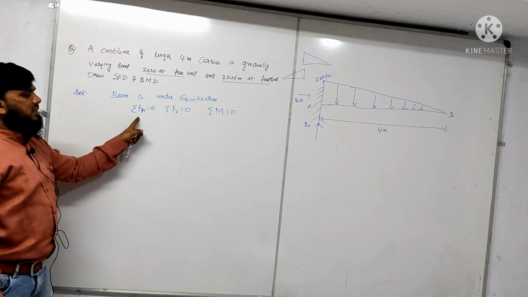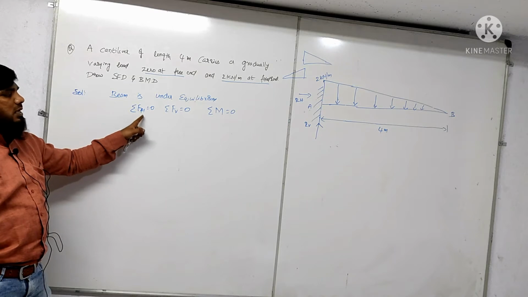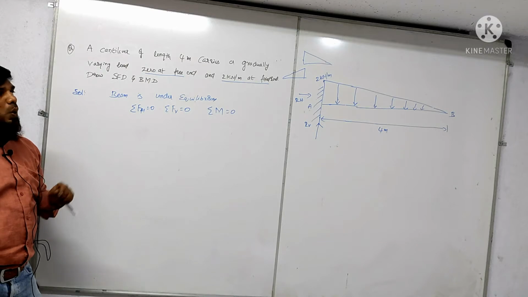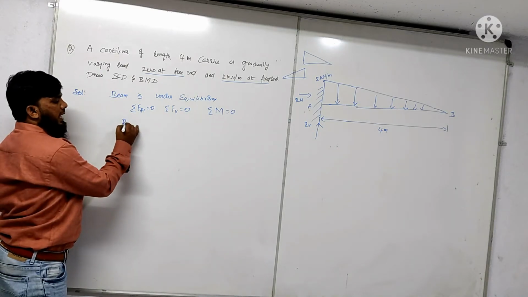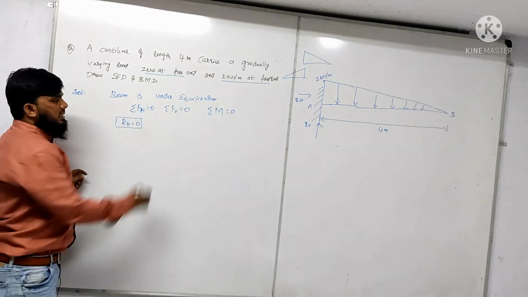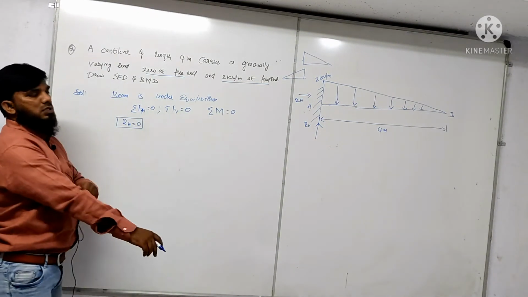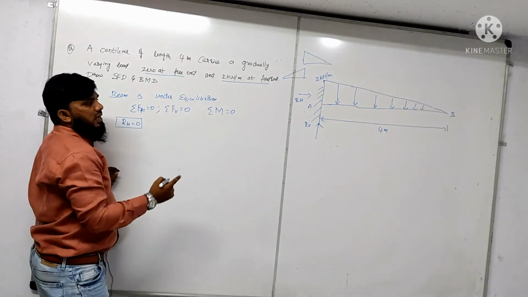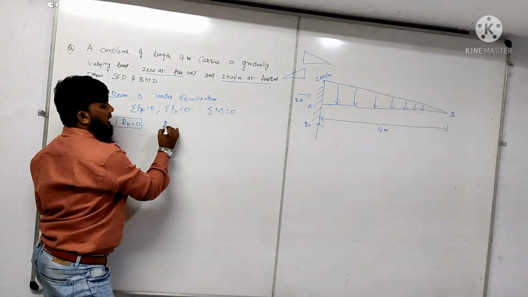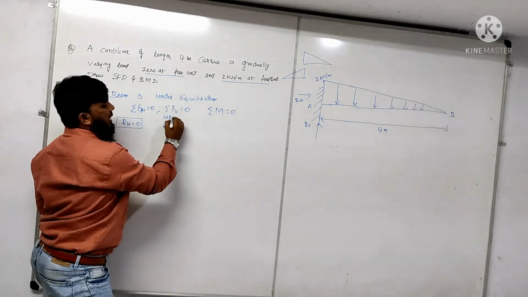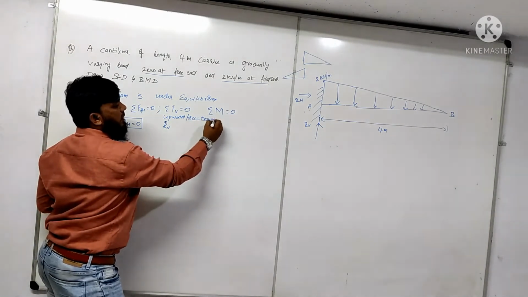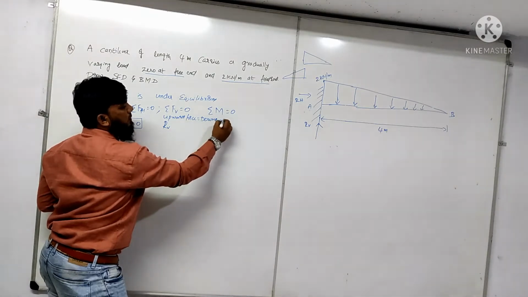Let us take the first case: summation of horizontal forces is 0. We don't have any forces acting in the horizontal direction. We have only one force, that is the reaction force RH, so obviously this will be equal to 0. Next case, let us take vertical forces equal to 0. Because of the fixed end there is a vertical reaction RV. So you can write that upward forces are equal to downward forces.